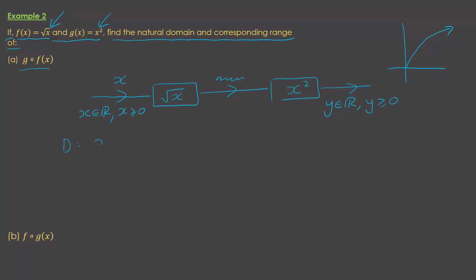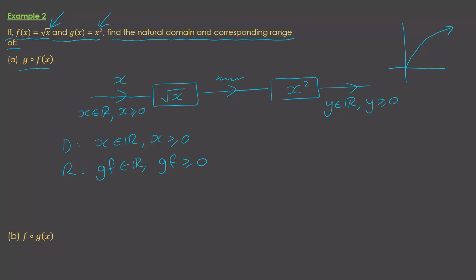So our domain is reals greater than or equal to 0. For the range, we can write y, or we could write gf. So gf is a real, gf greater than or equal to 0.